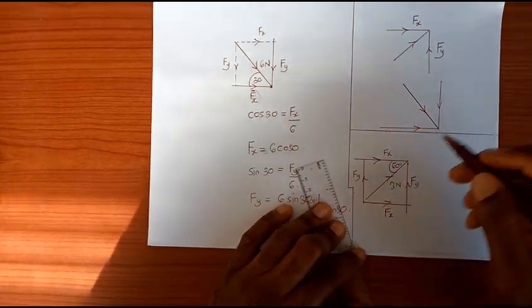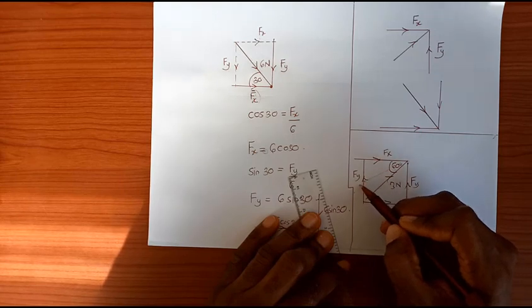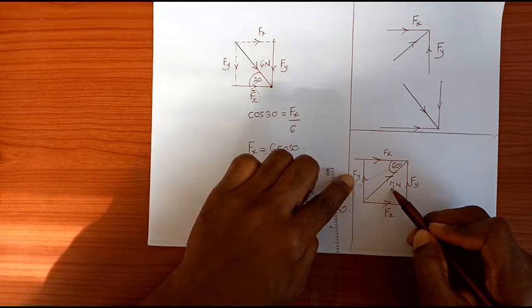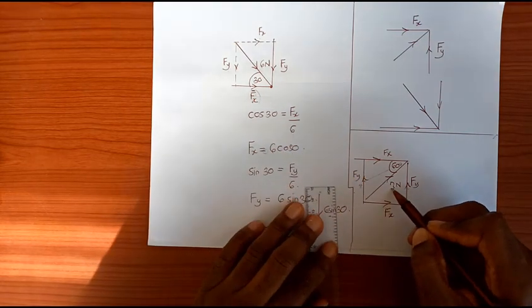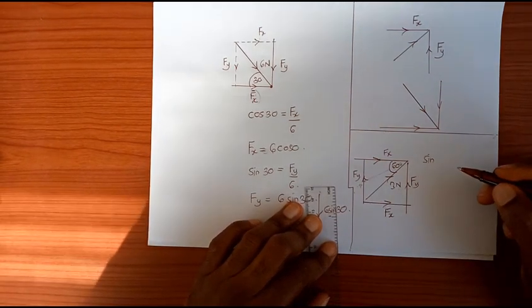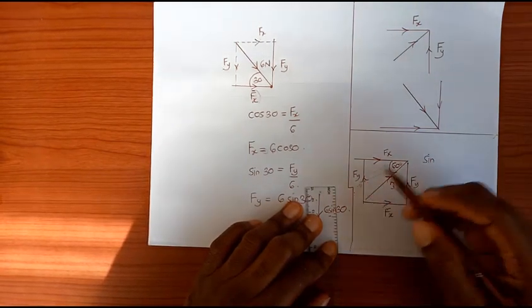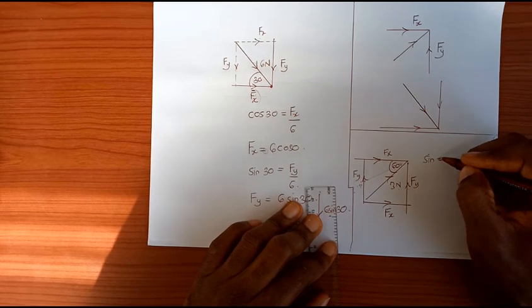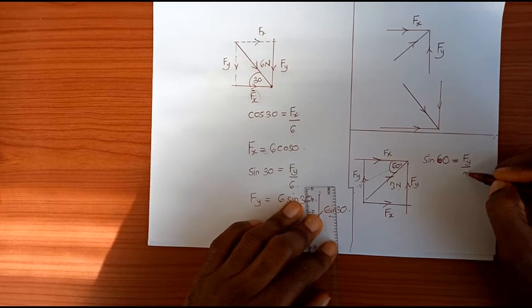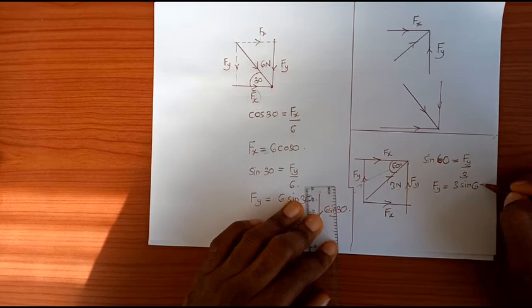So let's now identify how to find these forces. Now this side will be my opposite, and this will be my hypotenuse. So how do I find my Fy? Opposite and hypotenuse, so I can use sine. Remember, what you need to find, that's the unknown, should be in your equation with the 2 other values known. So sine 60 equals opposite, Fy, on hypotenuse, 3. So my Fy equals 3 sine 60.